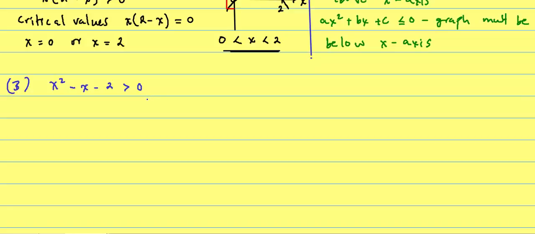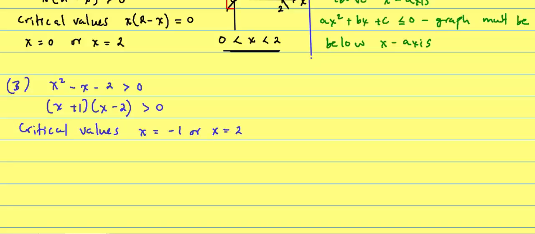Welcome back. I trust that you had some success in solving this inequality. So let's get to it. What we want to do is factorize the left-hand side, and I think you'll show with relative ease that it factorizes into x plus 1 and x minus 2. And so your critical values are going to be x is equal to -1, or x is equal to 2.